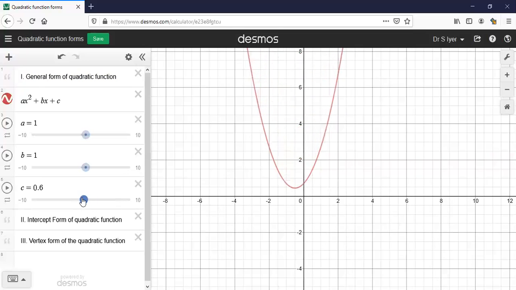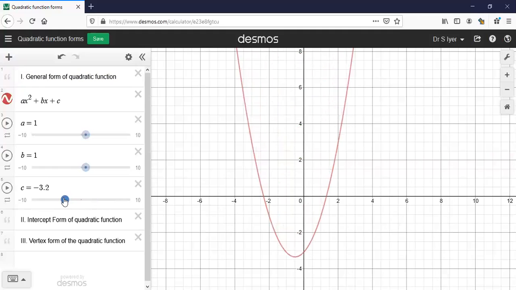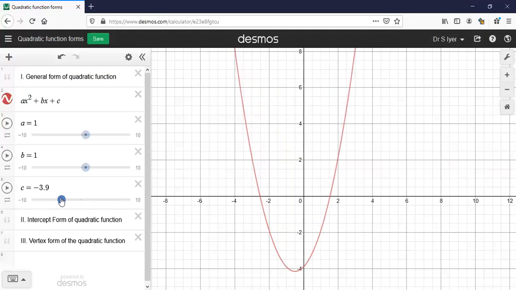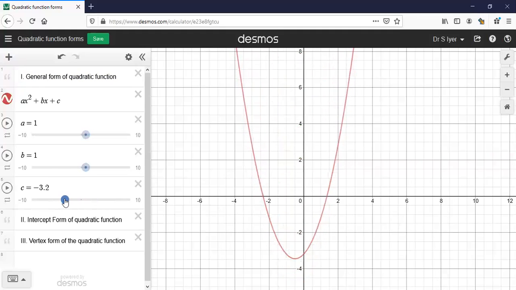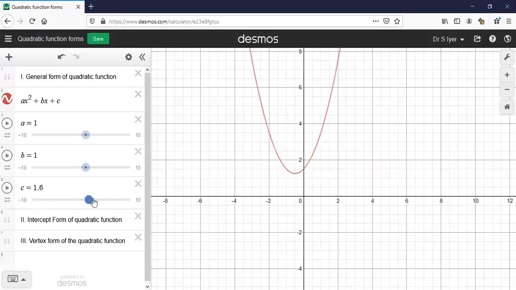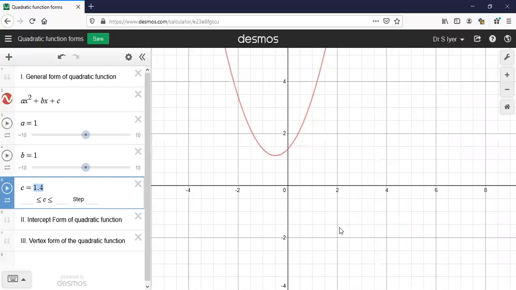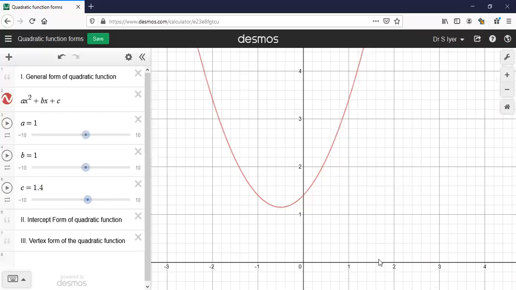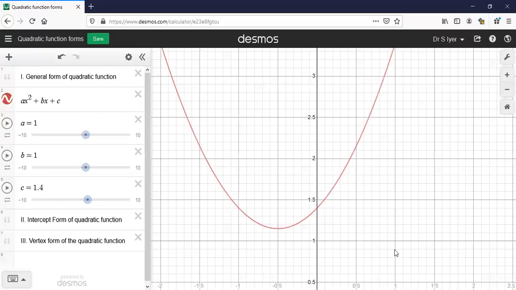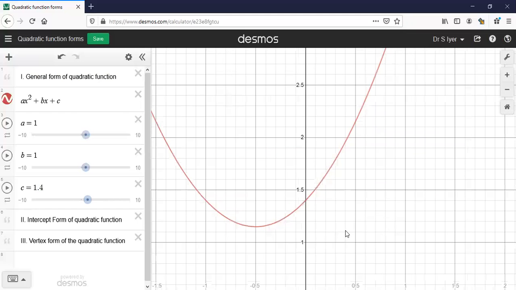Now I'm reducing the value and the parabola is shifting downwards. There is no change in the shape of the parabola, but it is simply shifting up or down. Now, if you observe closely, what you'll see is that the value of c is the point on the y-axis at which this parabola is intersecting with the y-axis. In other words, the value of c is the y-intercept of this parabola.